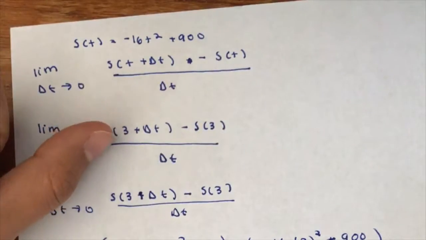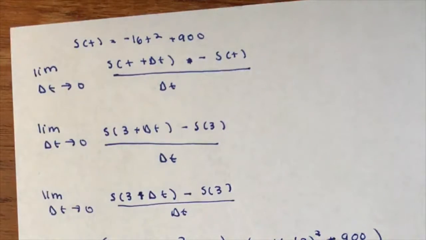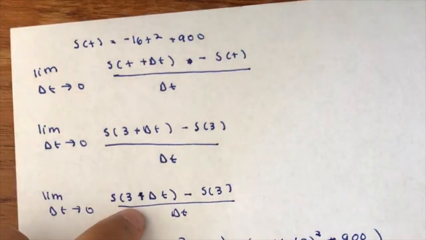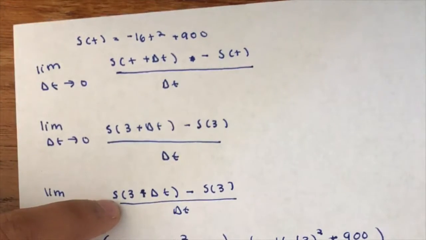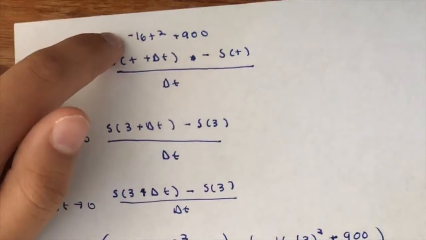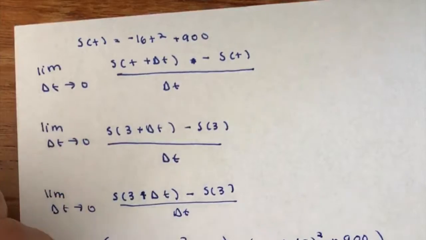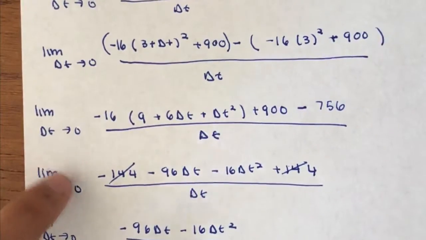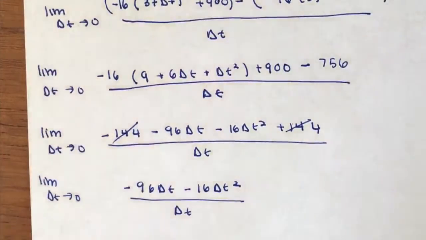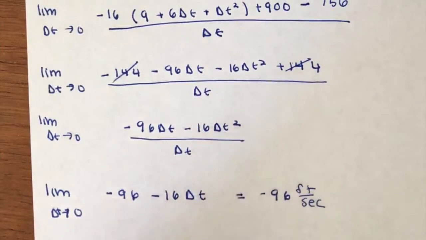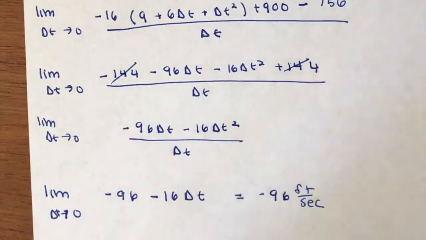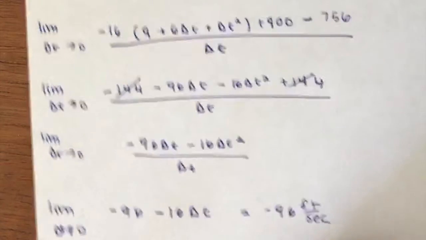Now t is going to equal 3 because that's when we're looking at the instantaneous velocity. And then you're going to plug in 3 plus delta t into the original position function and s of 3 into the original position function as well. And then you're going to simplify, and you're going to end up with negative 96 delta t minus 16 delta t squared over delta t. You can cancel out the delta t's, and then you're going to plug in 0 for delta t, and you're going to get negative 96 feet per second. Don't forget the units.